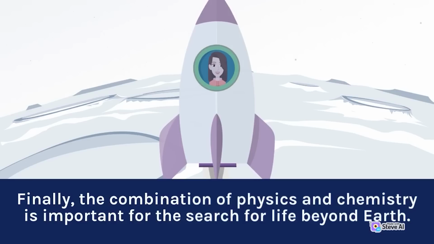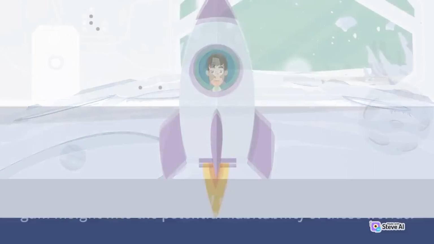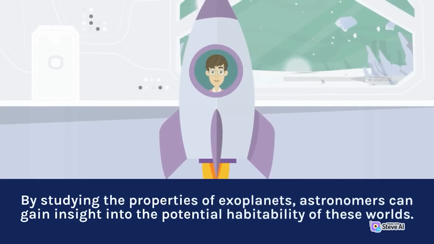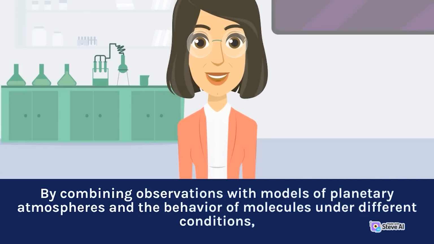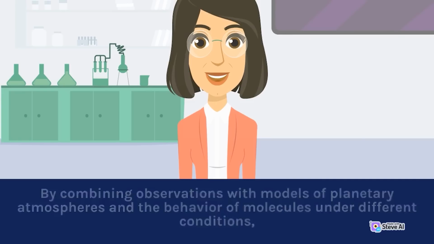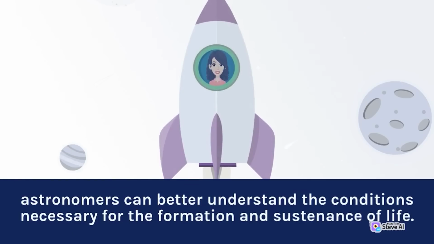Finally, the combination of physics and chemistry is important for the search for life beyond Earth. By studying the properties of exoplanets, astronomers can gain insight into the potential habitability of these worlds. By combining observations with models of planetary atmospheres and the behavior of molecules under different conditions, astronomers can better understand the conditions necessary for the formation and sustenance of life.